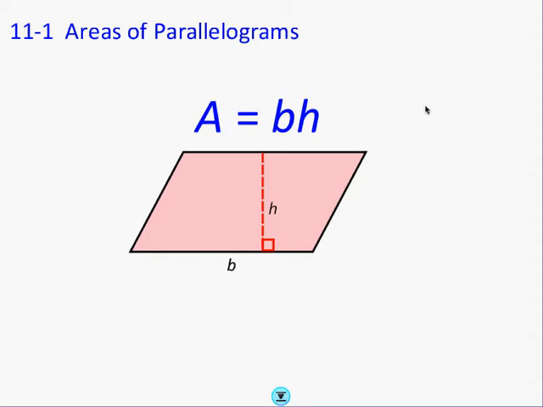Only a few things do I need to point out here. One is that this side is not the height of the parallelogram. The height of the parallelogram has to be perpendicular to the base. So do not make the mistake of multiplying the length of this side times the length of that side. That will not give you the area of the parallelogram. In any case, the formula is simply base times height, or A equals BH.